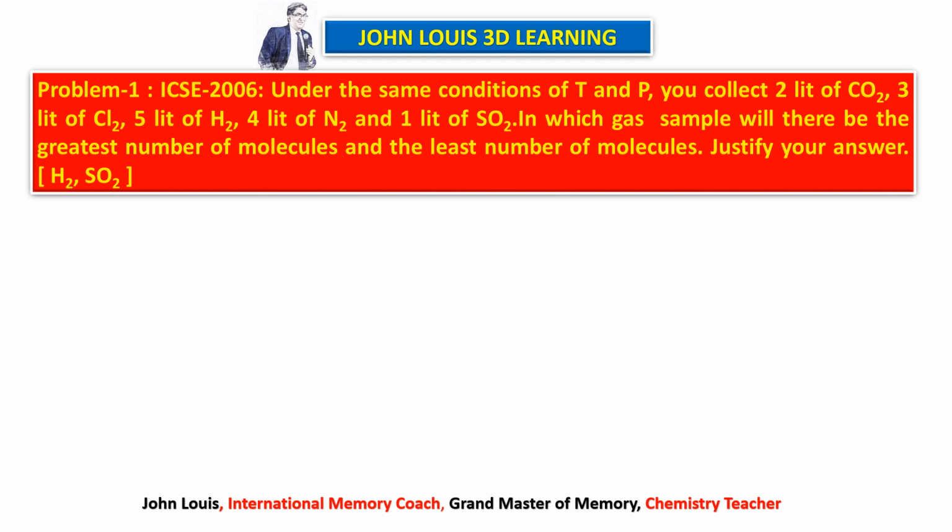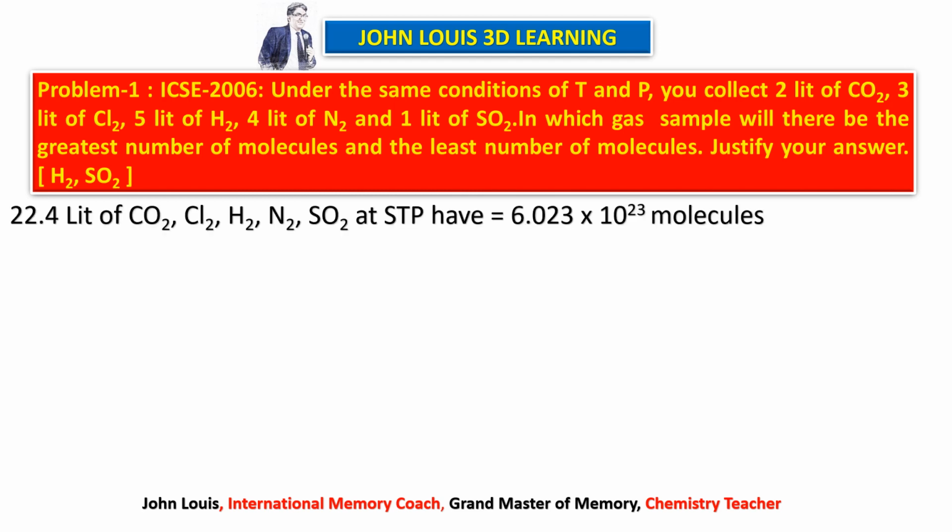Under the same conditions of temperature and pressure, you collect 2 liters of carbon dioxide, 3 liters of chlorine, 5 liters of hydrogen, 4 liters of nitrogen and 1 liter of sulfur dioxide. That is, we have 5 different gases and the volumes are different, but they are taken at the same temperature and pressure. In which gas sample will there be the greatest number of molecules and the least number of molecules? Justify your answer. Here the answer is given, but we need to work it out, isn't it?